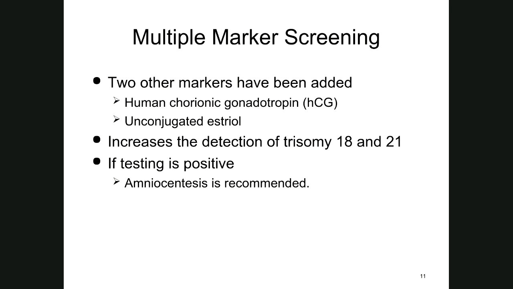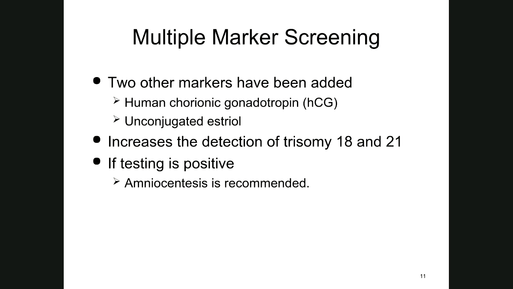So that's where the multiple marker test comes in. That multiple marker test adds 2 additional markers that can help to further screen for chromosomal abnormalities. Trisomy 18 and 21 are the big ones that we traditionally look for with this test. In this test, the blood is collected at the same time. So we would be offering this test at the same time as the maternal serum alpha-fetoproteins, 16 to 18 weeks.